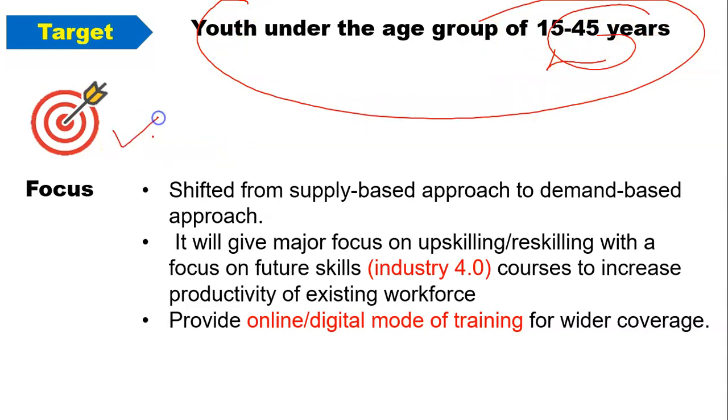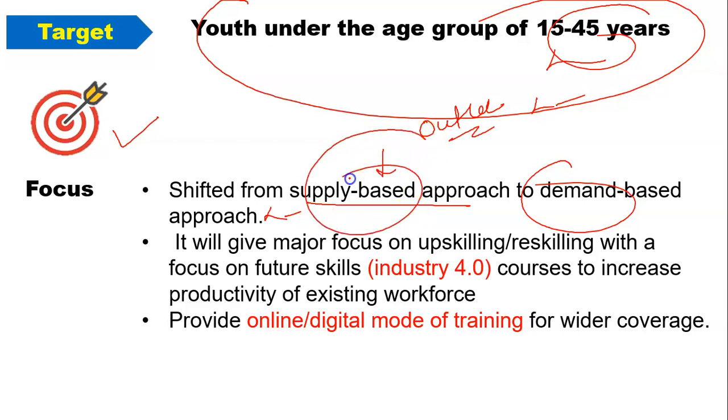The main focus of this scheme is that they have shifted from a supply-based approach to a demand-based approach. In the previous scheme, they were giving some outlay and spending it on skill development. Now they have changed this scheme. They are not focusing on the supply side, they are focusing on the demand-based approach. For example, first the scheme was for Make in India, the second for Digital, and the third for Atmanirbhar Bharat.